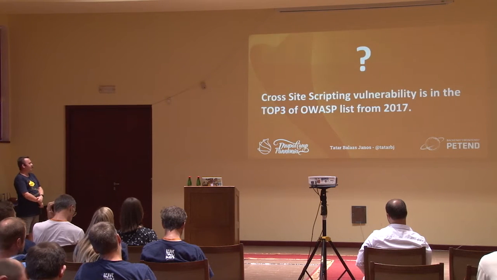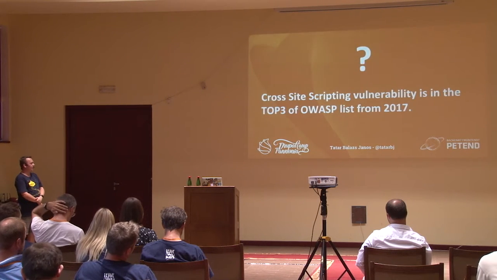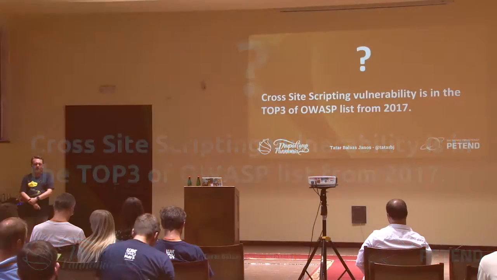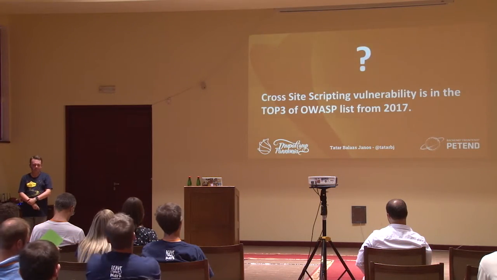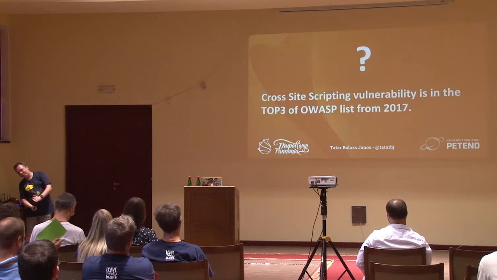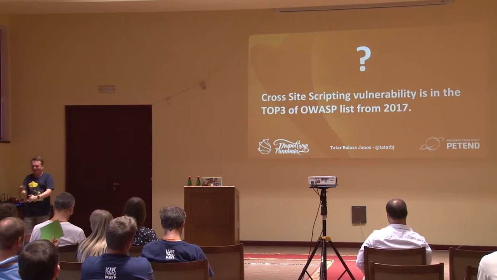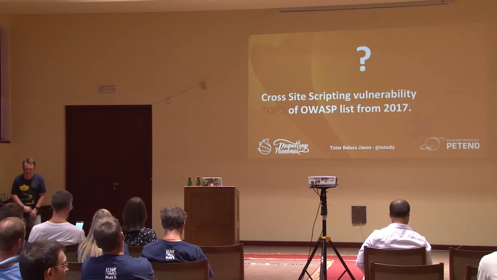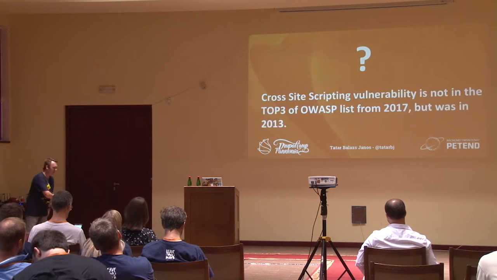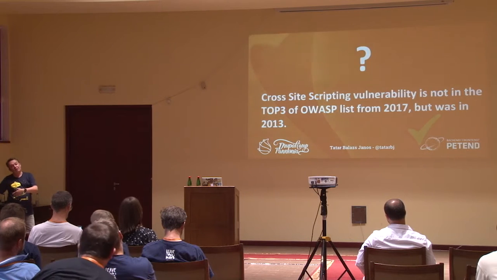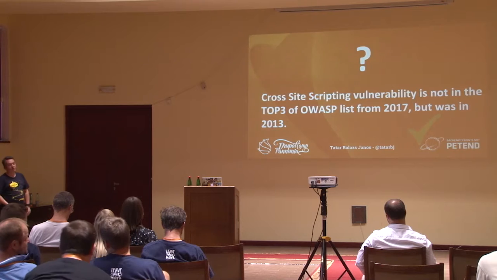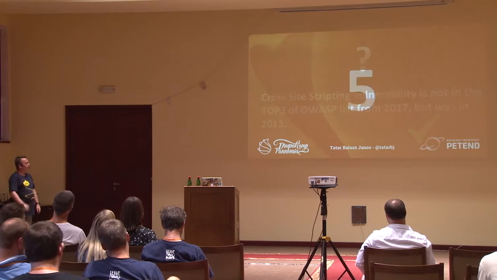Okay, cross-site scripting vulnerability is in the top 3 of the OWASP list from 2017. 2017. No, it's not in the top 3, but it was in the top 3 back in 2013, because now it's like top 4, 5, something like this. So it's not in the top 3 anymore. Sorry, 5.